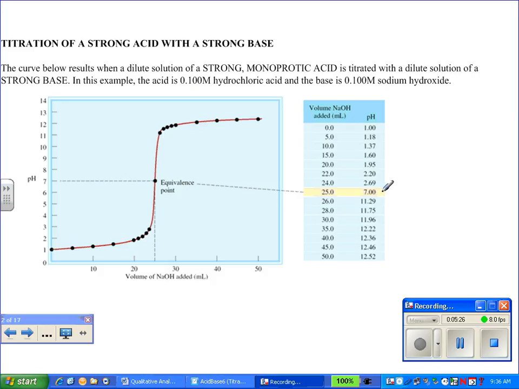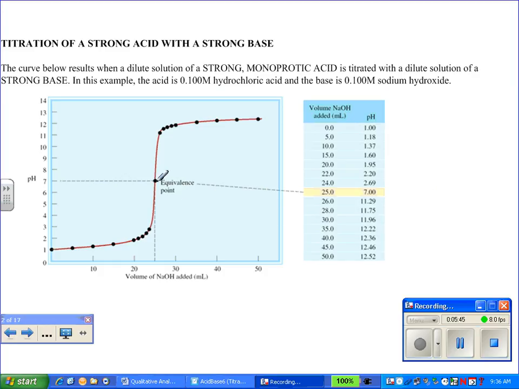The reason it's 7 is because the products here are water and salt, NaCl. And as you know from your study of salts, if a salt is produced from a strong acid and strong base, like NaCl is, it will not affect the pH, and therefore the pH is 7.